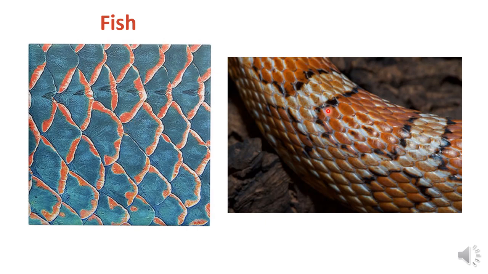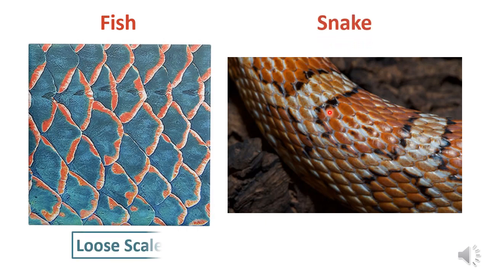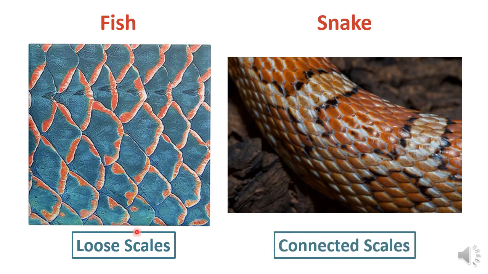How about this? This is the snake. And it has what? This one has loose scales. And this one has connected scales. This is our lesson for today. We need to memorize and understand that the fish has loose scales. And the snake has, or the reptiles in general, have connected scales.